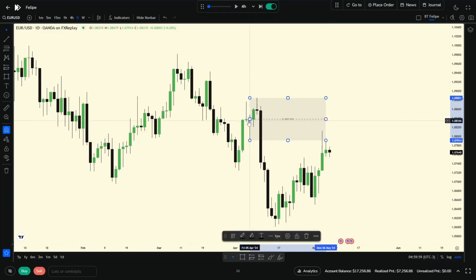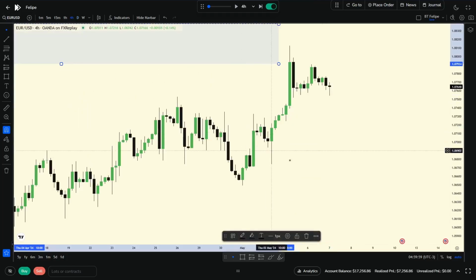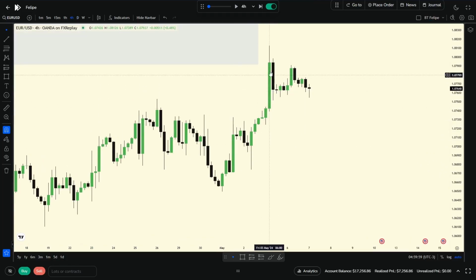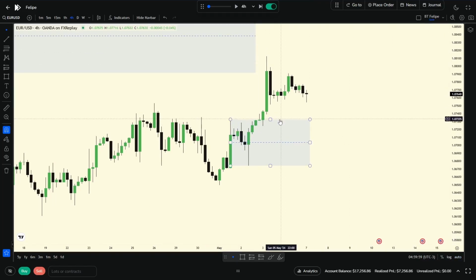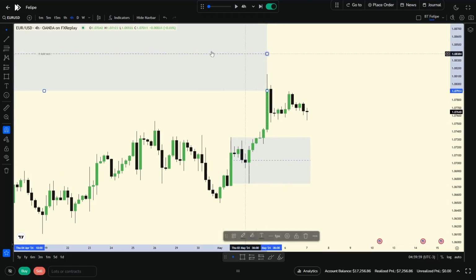Price is still inside this major. Didn't tap the 50% yet. There is this major below. Price tap the beginning of the major above, so maybe you can tap here and then go up.